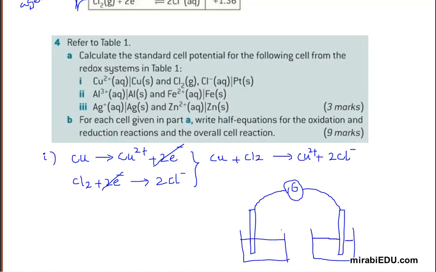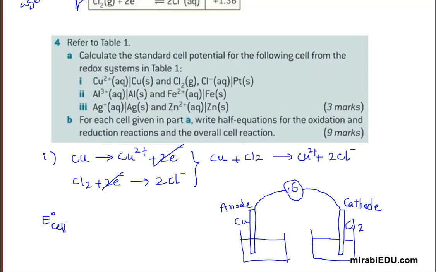Okay, so this will be the anode because anions are present here, and this is the cathode because cations are present here. So of course the anode in this pair is copper, and the cathode is chlorine. Okay, so how to calculate the E naught of cell?